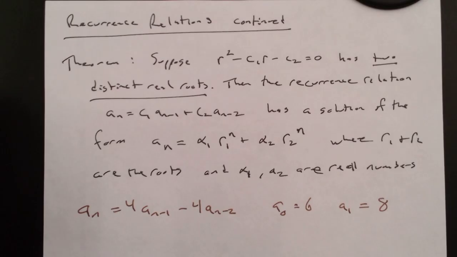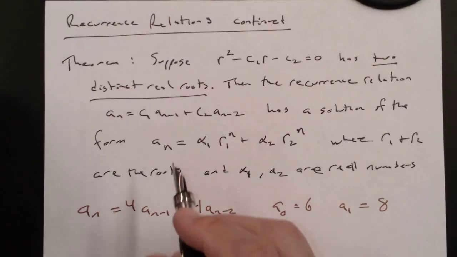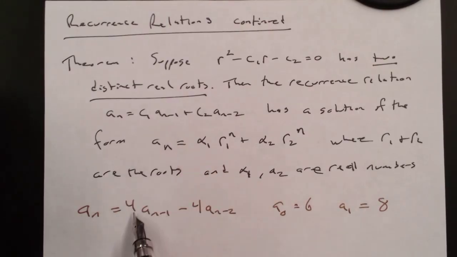So I don't have to go through the procedure we went through on Wednesday of replacing the an with a r to the n and then dividing and all that. I know this number, C1, is here. This number, C2, is here. I'm going to move those to the other side.